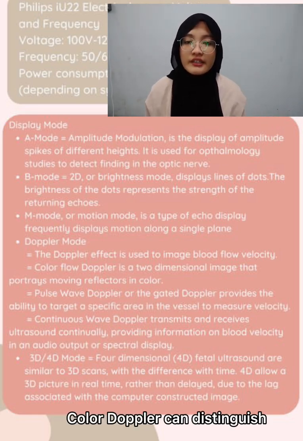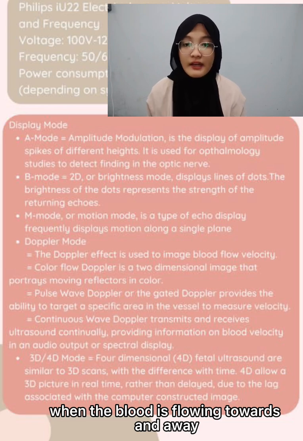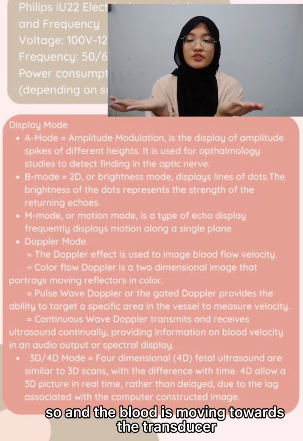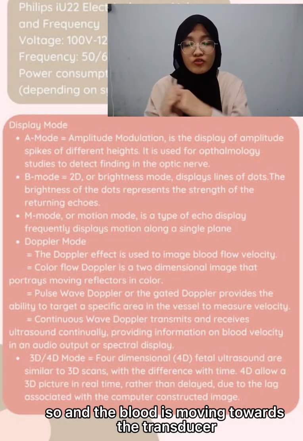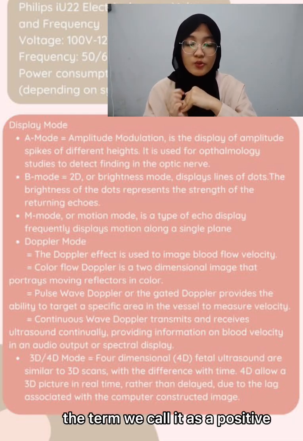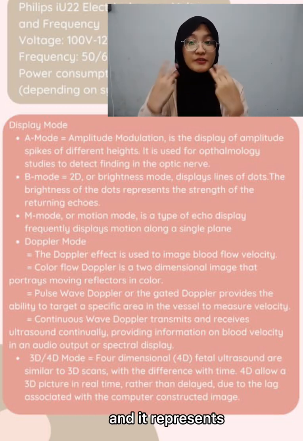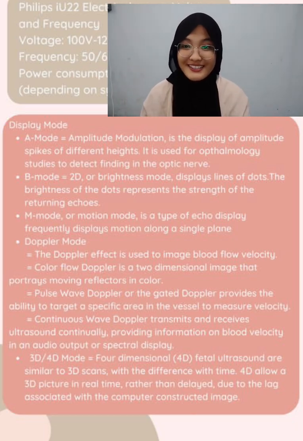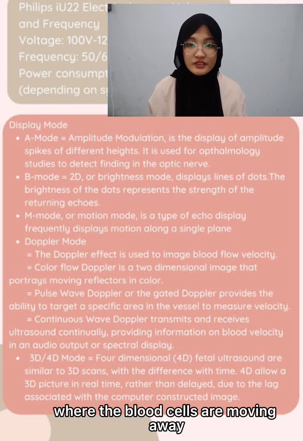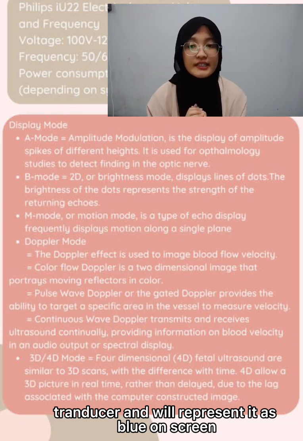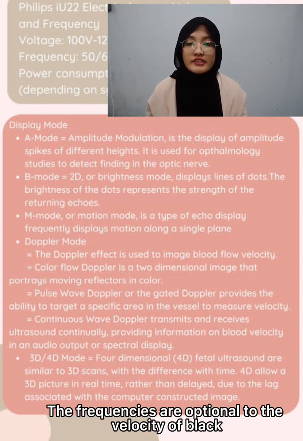Color Doppler can distinguish when the blood is flowing towards and away from the transducer. When the blood is moving towards the transducer, we call it positive, and it is represented as red flow of blood on the screen. Meanwhile, the negative Doppler shift is where the blood cells are moving away from the transducer, and we represent it as blue on screen. The frequencies are proportional to the velocity of blood.